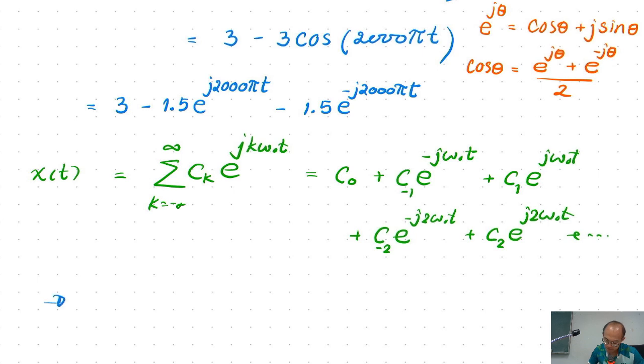So from there we have C0 is 3, and C minus 1 is equal to C1, which is minus 1.5.